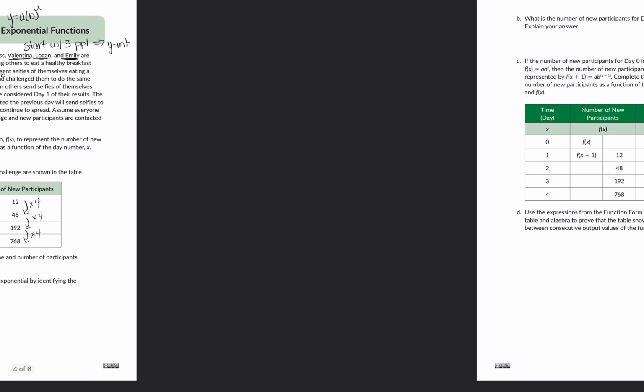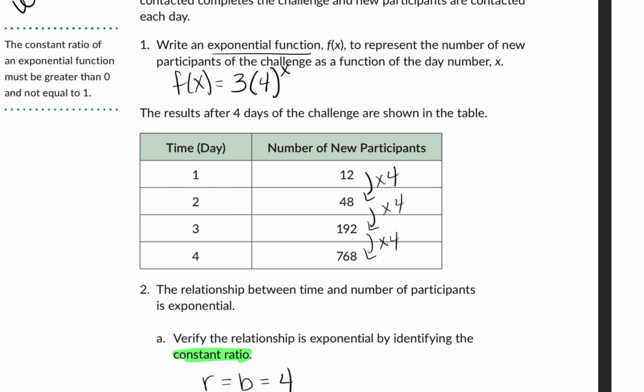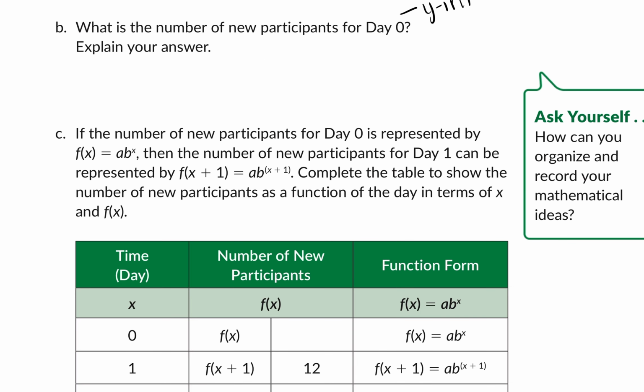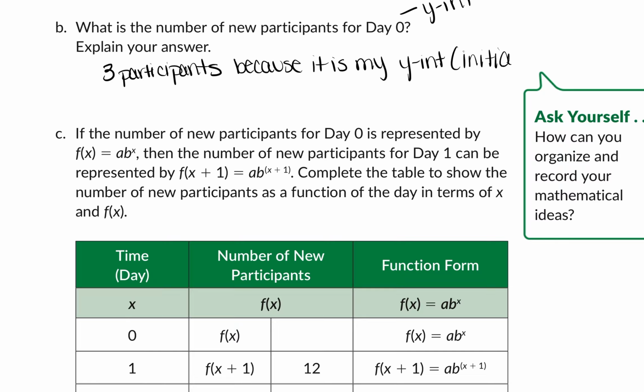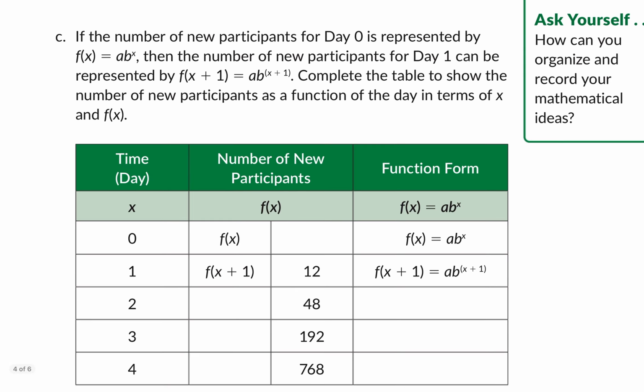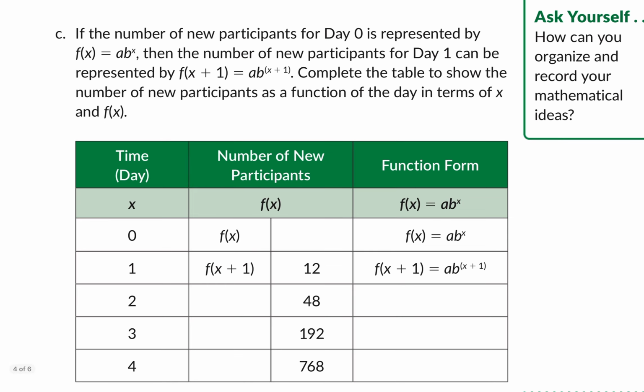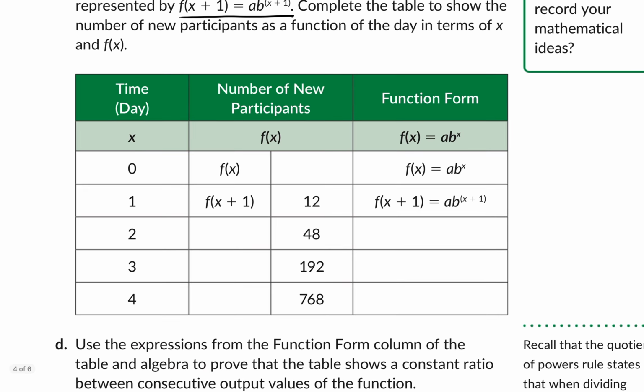Okay, so, because if you notice here, it starts with day 1. So day 0, it's going to be 3 participants because it is my y-intercept, or the initial, what we started with. So it says if the number of new participants in day 0 is repeated, right, day 1 can become this equation. Complete the table. Now, that being said, let's go ahead and take a look.